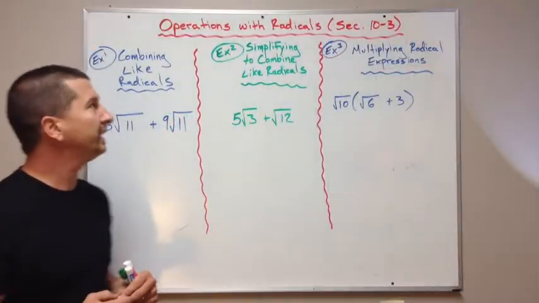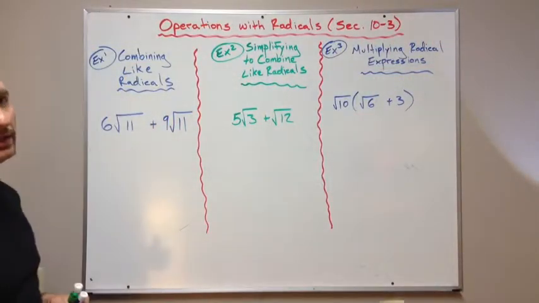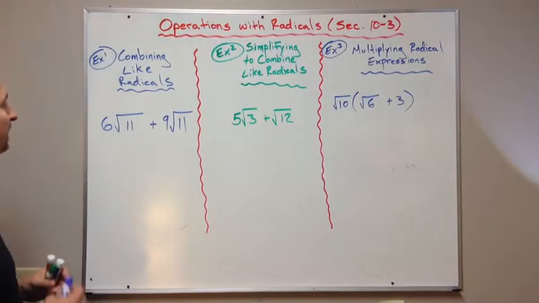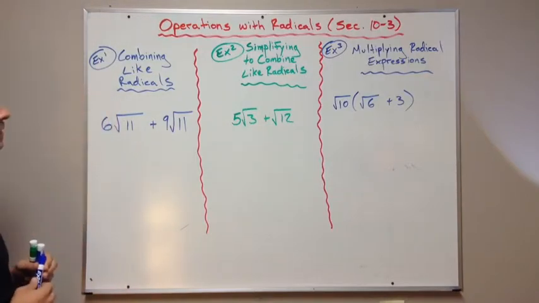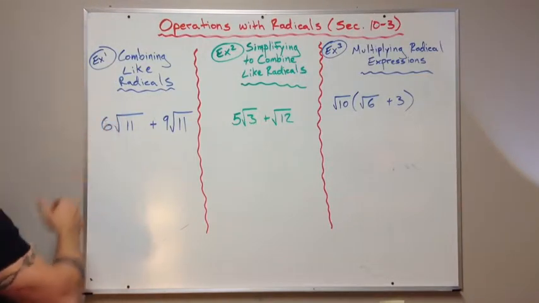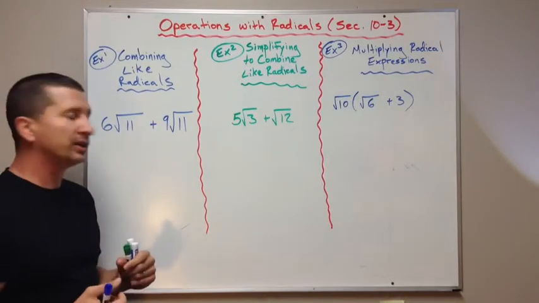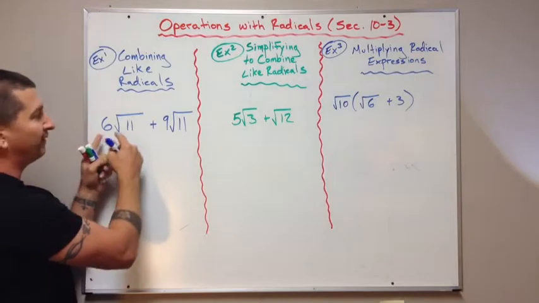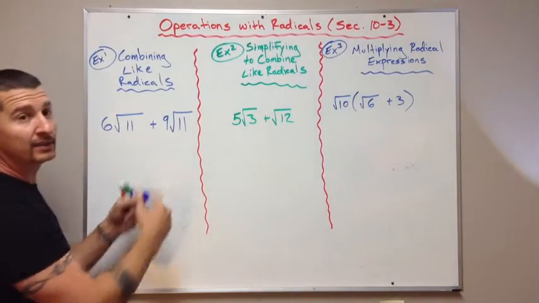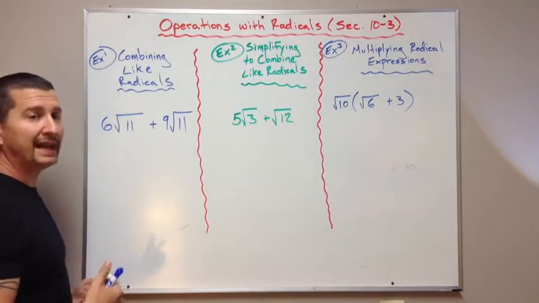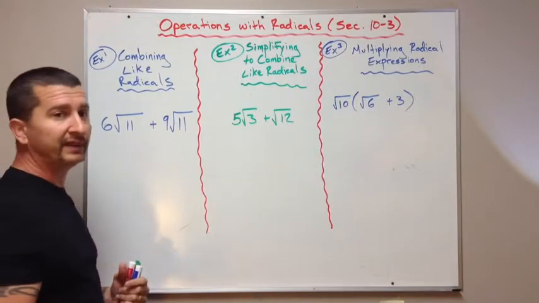In section 10.3, we're going to be looking at operations with radicals. Our first example, we're combining like radicals. Now you can kind of think of this the same as combining like terms. So imagine if this was 6x plus 9x, those would be like terms, and we could add 6x and 9x together and we'd get 15x.